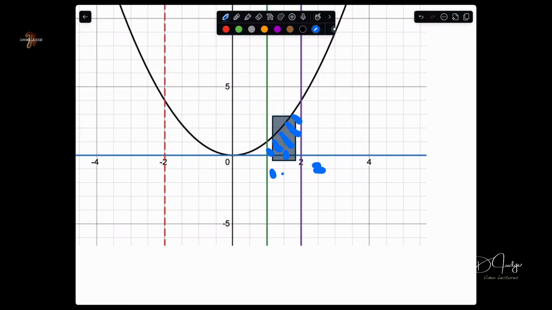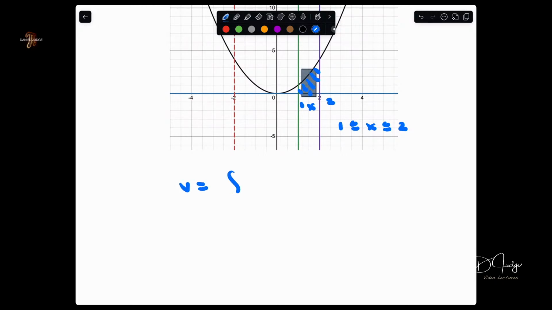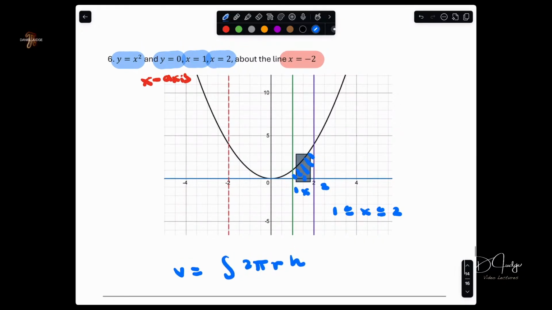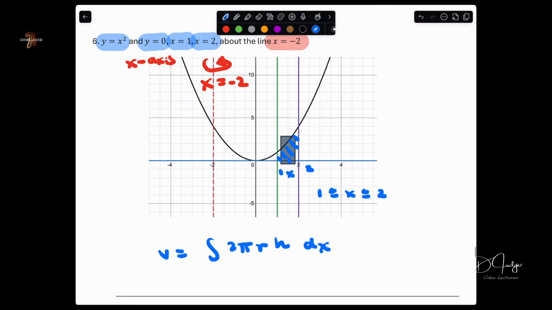So these x values are going to be between 1 and 2. So 2 pi r h, we're going to rotate about the line x is -2 over here. That's what this is. This line x is -2, a vertical line, so we got dx over here. All right. We're going to get a cylindrical shell.